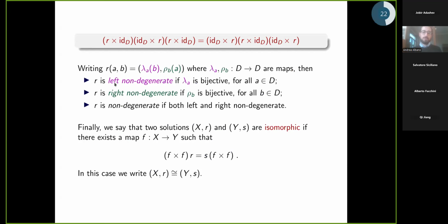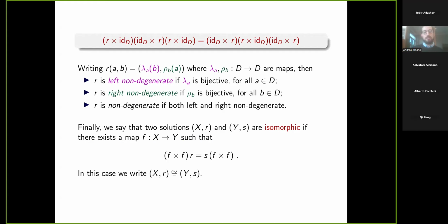Now, the advantage of working in Set is that we have components. So given a solution, a map R, we can introduce two families of maps, lambda A and rho B, so that we can write the solution in this way. So it makes sense to state that the solution is left non-degenerate if all the lambda maps are bijective, right non-degenerate if all the rho maps are bijective, and non-degenerate if it is both left and right non-degenerate.